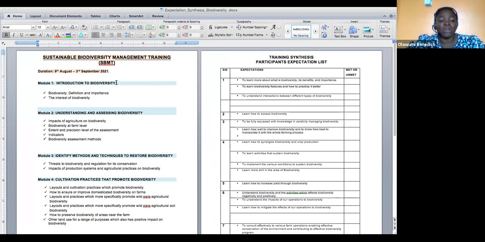And then we look at how to preserve biodiversity of areas near the farm. And then we looked at other land use for a range of purposes which also have positive impact on biodiversity. With all this, with the 4 modules and with all the sequences, then we'll want to see if peradventure we have been able to meet your expectations that you actually put in at the beginning of the training.